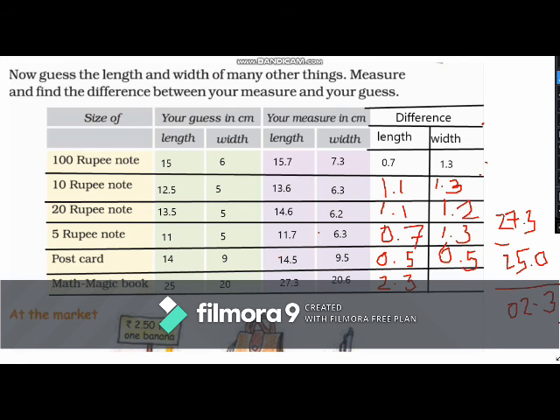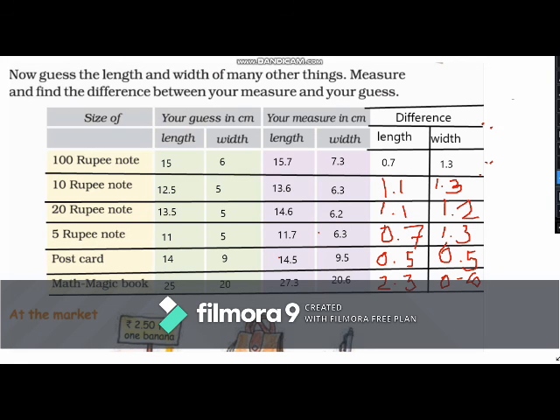Now let us find out the difference in width. 20.6 centimeter minus 20. So 6 minus 0, 6. Here the decimal point, here 0, and here also 0. So see, 0.6 is the difference between our measure and our guess in width of the Math Magic book.